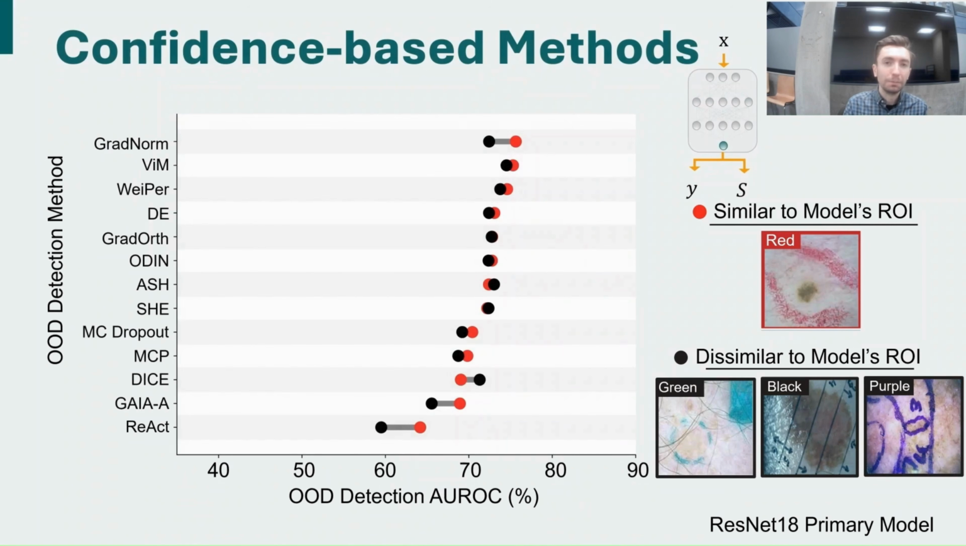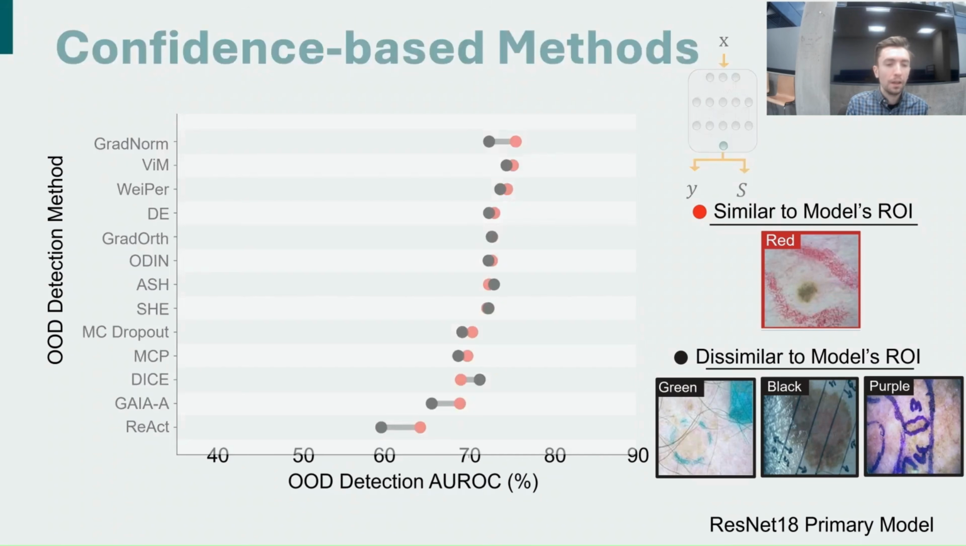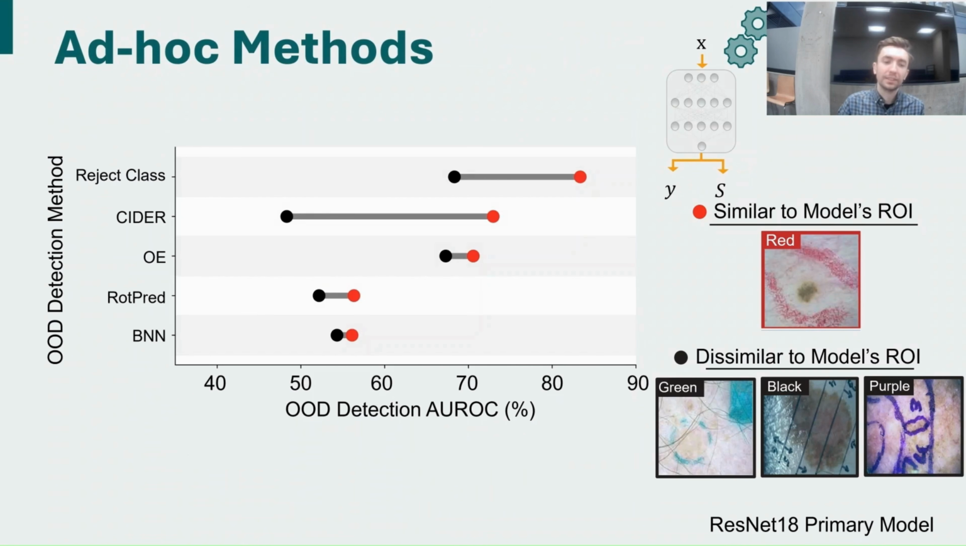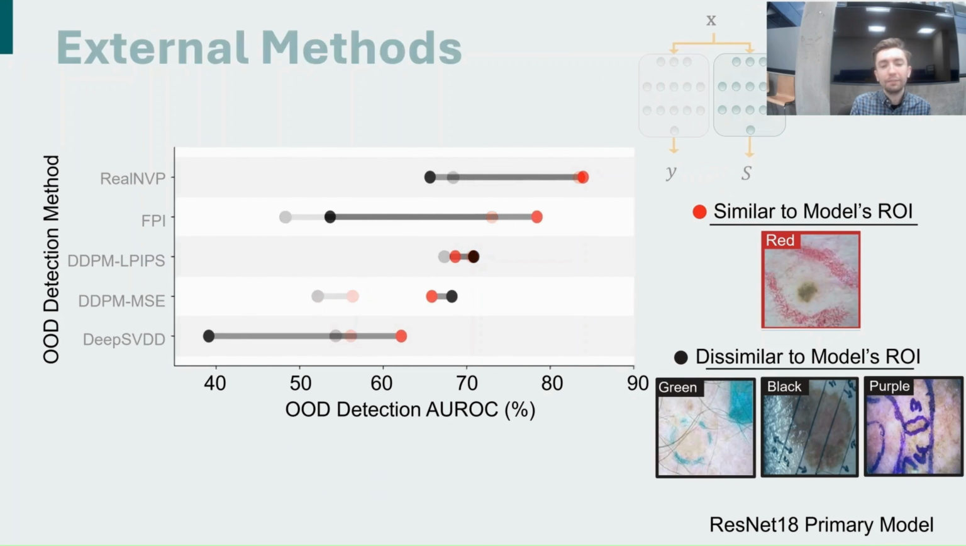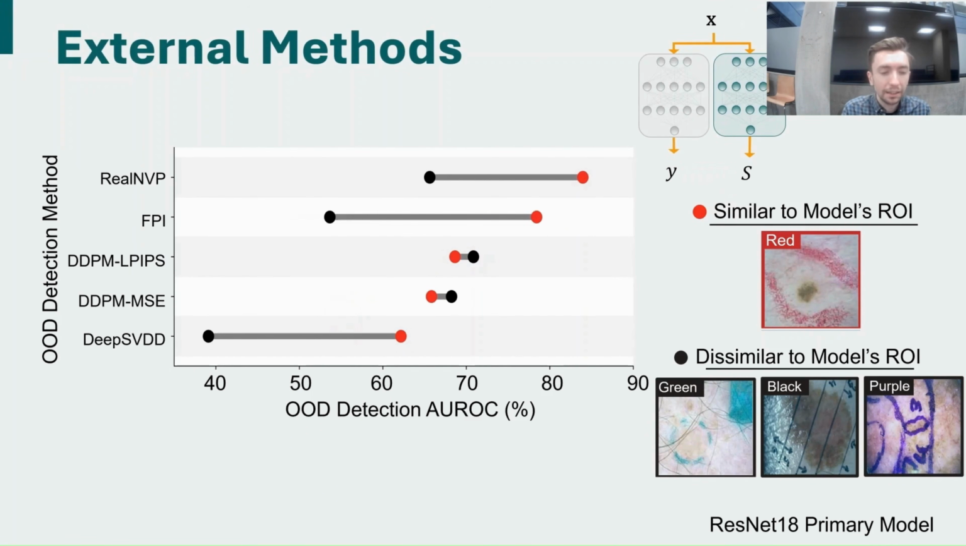Now I can do the same for our confidence-based methods, which are applied on the penultimate layer of the model. What we see is much smaller drops in the confidence-based methods than in the feature-based methods. Now I can do the same for our ad hoc methods. And again we're seeing large drops across these methods. And finally, for our external methods, we're seeing large drops for some methods. For others, such as our reconstruction-based methods, we're actually seeing an inverse trend for the diffusion models.